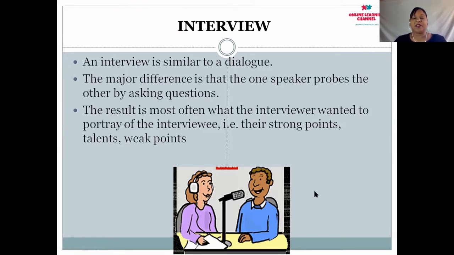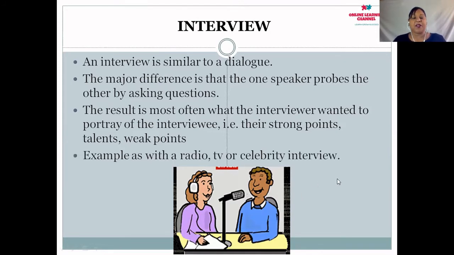Sometimes, if the interviewer wants to shame the interviewee, bring them in to cause a scandal, they might ask them scandalous questions that will point out the negative points of the interviewee. Or if they want to show the interviewee in a good light, then they would ask them questions that would actually point to their strengths and good characteristics. As I mentioned, examples of interviews are radio, TV, or celebrity interviews.